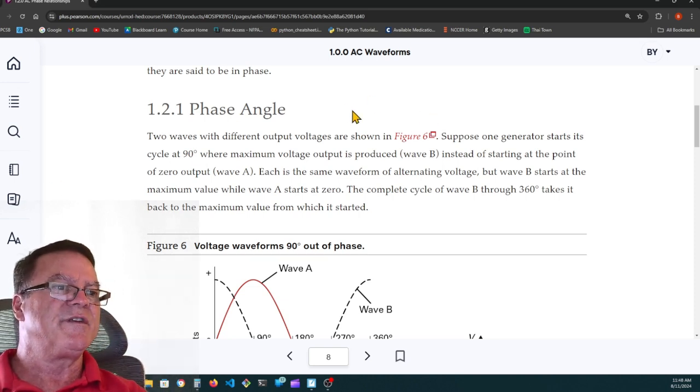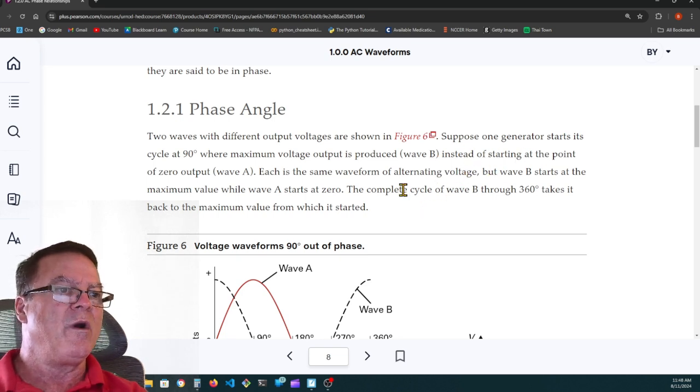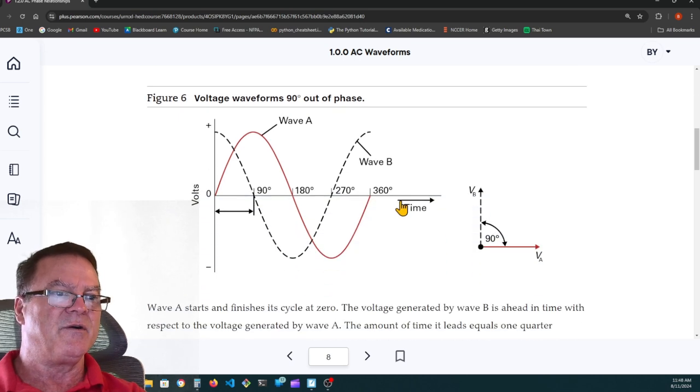So two waves with different output voltages are shown in figure 6. Suppose one generator starts its cycle at 90 degrees where the maximum voltage output is produced, wave B, instead of starting at the point of 0, output wave A. Each of the same waveforms of alternating voltage, but wave B starts at the maximum value while wave A starts at 0. So they're 90 degrees out of phase with each other.